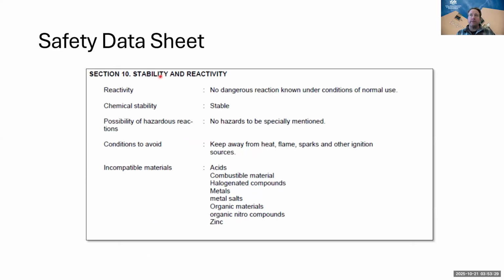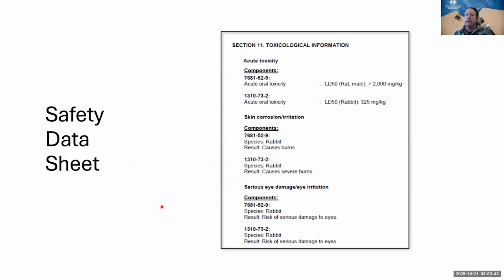Section 10 talks all about stability and reactivity. So you should be familiar about what it reacts with and the incompatible chemicals that you should not store it with. And we'll talk a little bit more about this during this session. Section 11 talks about toxicological information and acute oral toxicity in lab animals.